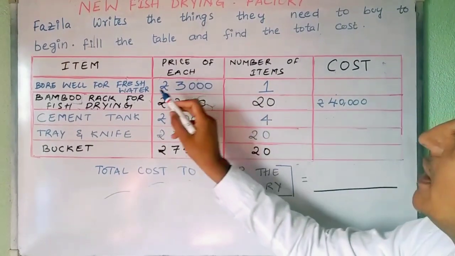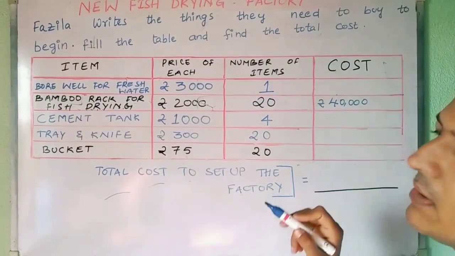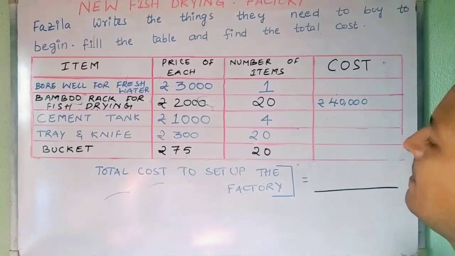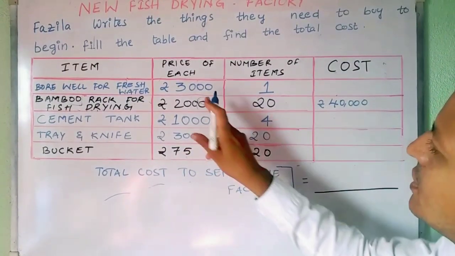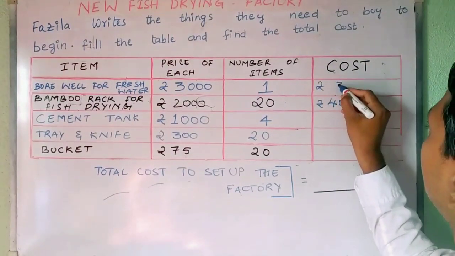Now tell me, borewell for fresh water is 3,000. So how many borewells are required? Only one borewell is required. So how much will be the cost for the borewell? 3,000 into 1 is rupees 3,000.